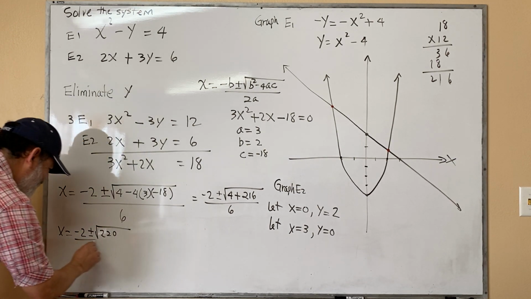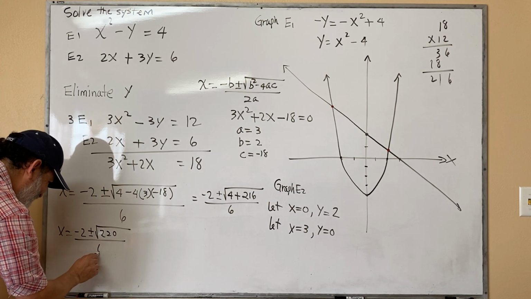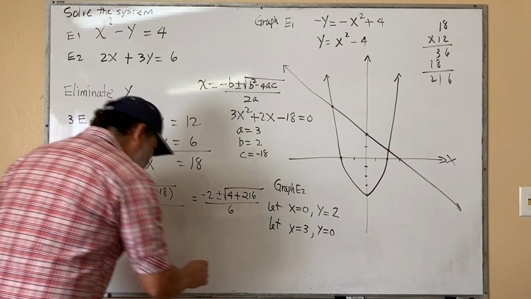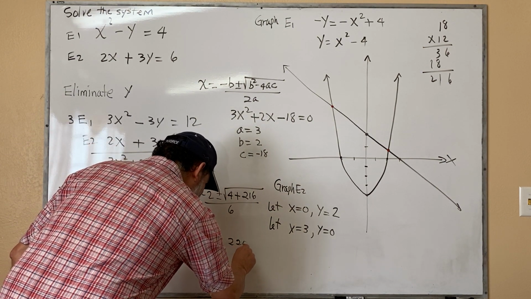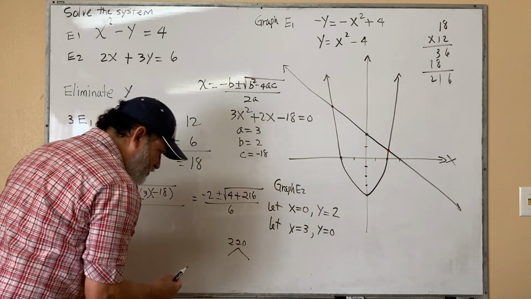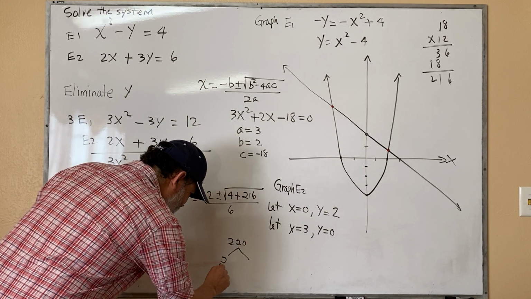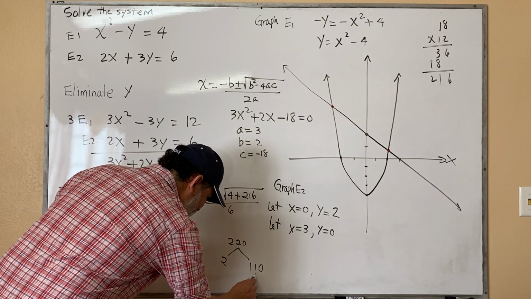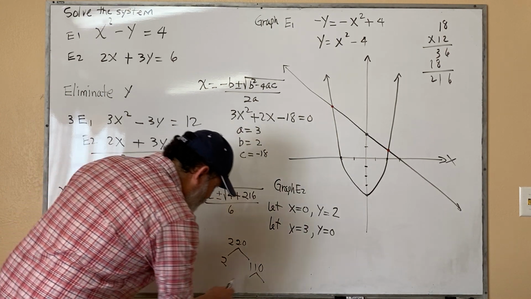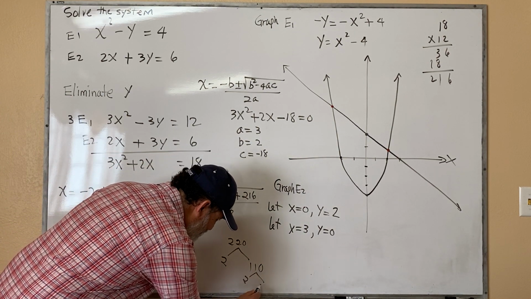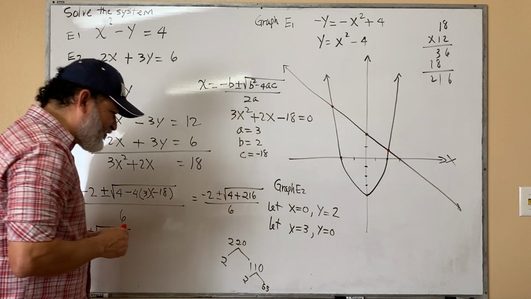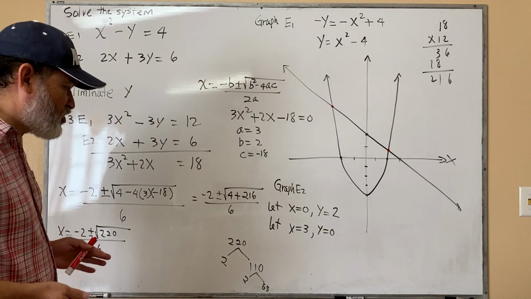220 divided by 6. Okay, let's take 220 and factor it. 2 goes into 2, 1 time, 110. Do it again. 2 goes into that, 2 times 55. Okay? 55 is 5 times 11. There's nothing to do there.